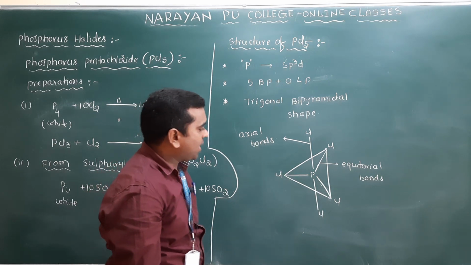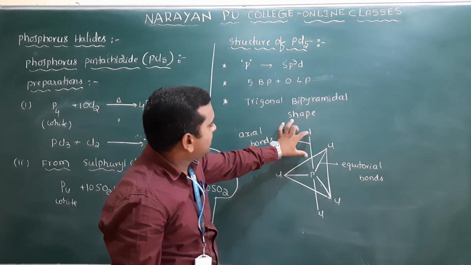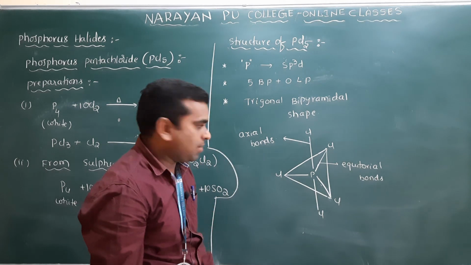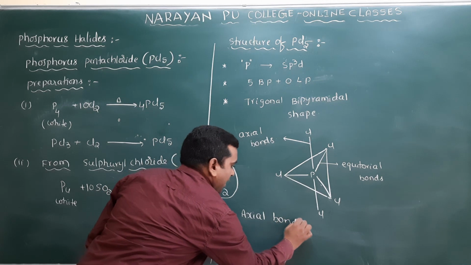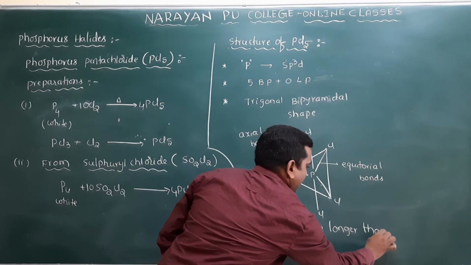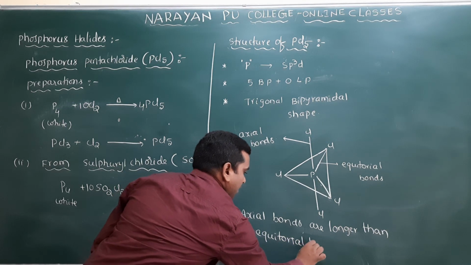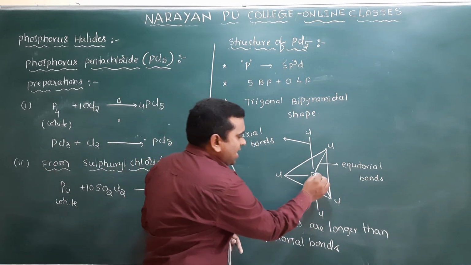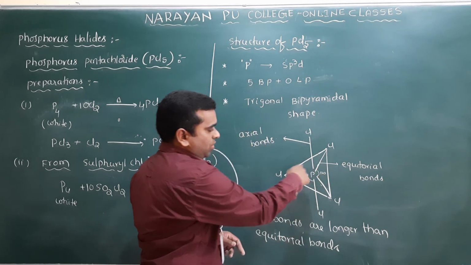But if you compare the bond length of axial bonds and equatorial bonds, axial bonds are always longer than the equatorial bonds. Why is it? You know that the angle between these equatorial bonds is 120. Here also 120. Here 120. Three 120s.